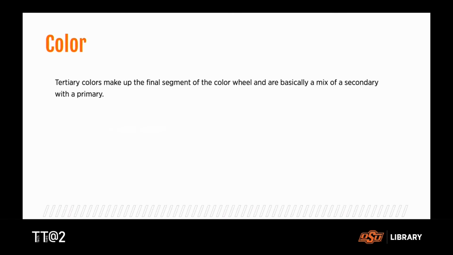And then finally, rounding out the color wheel are our tertiary colors. Tertiary colors make up the final segment of the color wheel and are basically a mix of a secondary color with a primary color. For example, yellow and orange make yellow orange, and blue and purple make blue purple, or violet.